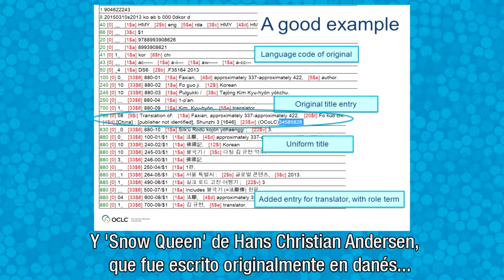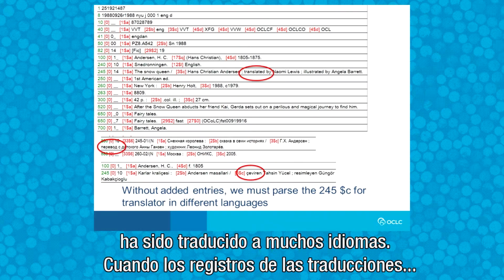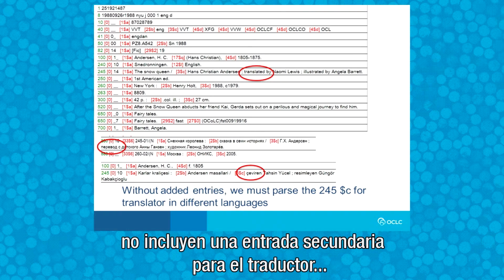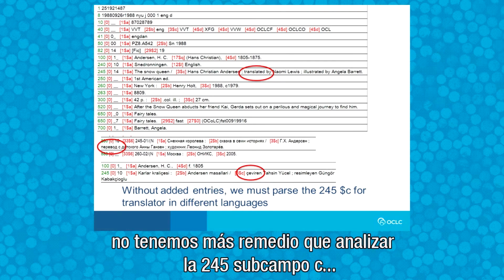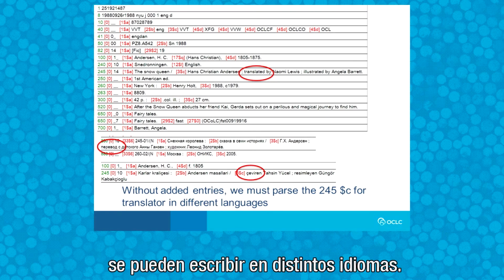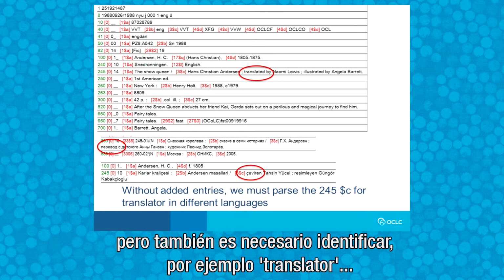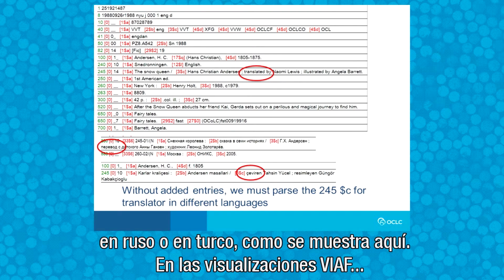Now, Hans Christian Andersen's Snow Queen, which was originally written in Danish, has been translated into many languages. When records for translations do not include an added entry for the translator, we resort to parsing the 245 subfield C, using a very long table representing all the ways translator or translated by can be written in different languages. So the English translator is easy for us to spot, but we also need to identify, for example, translator in Russian and in Turkish, as shown here.